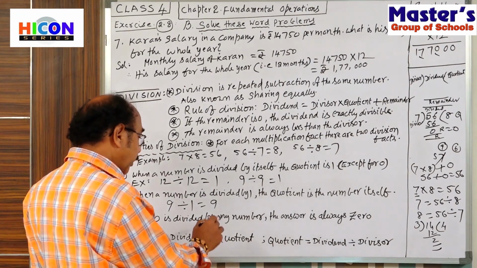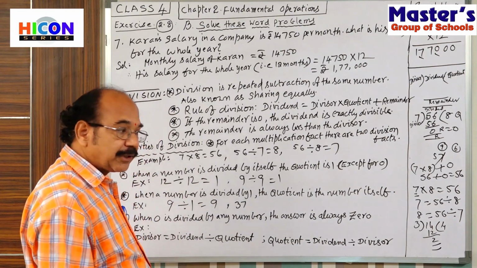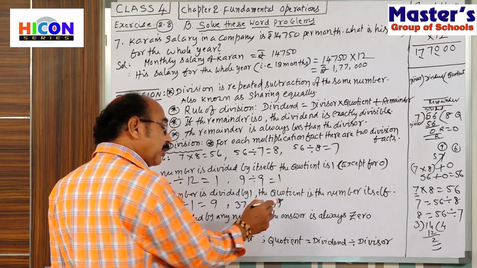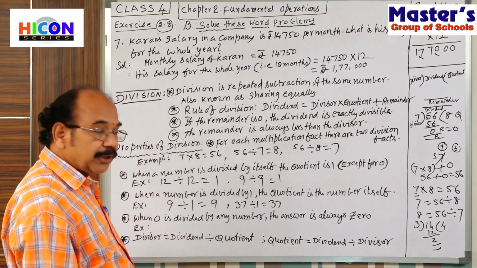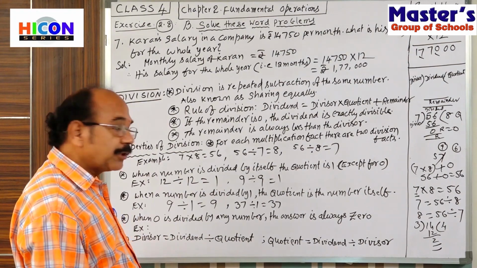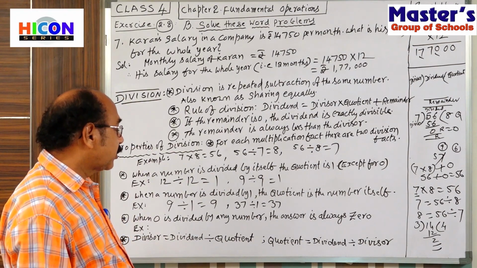Another example, suppose 37 you take. Divide 37 with 1. Again 37 only you can take. 37 is divided by 1. Again, quotient is 37. So, this is the example to understand that point.